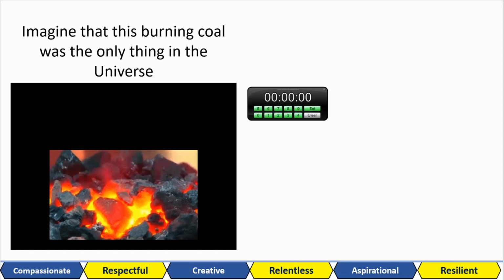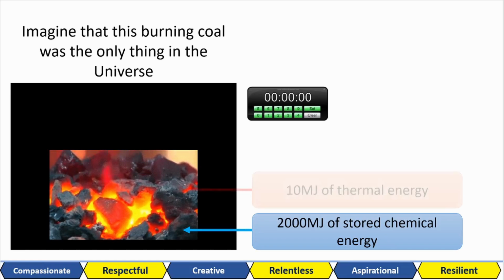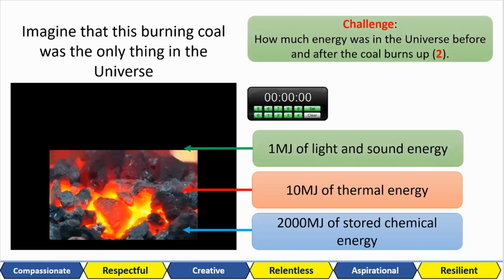Now, imagine that this burning piece of coal is the only thing in the universe, and there's 2,000 megajoules of chemical energy stored inside it. Currently, there's 10 megajoules of thermal energy, and finally, there is 1 megajoule of light and sound energy. Here is the challenge question for you. How much total energy was there in the universe before and after the coal has completely burnt up?